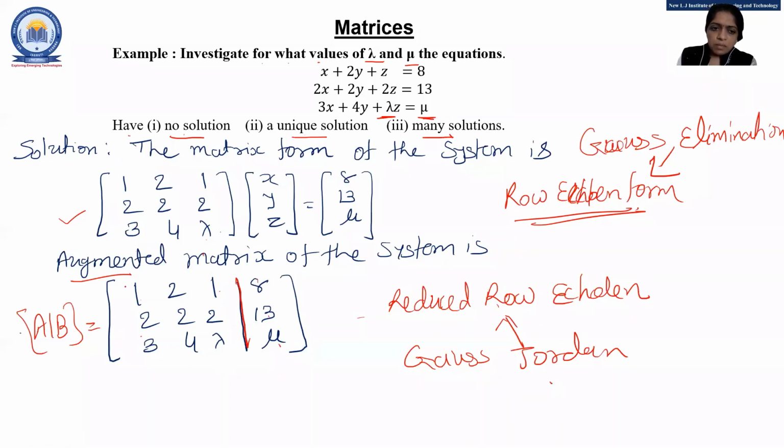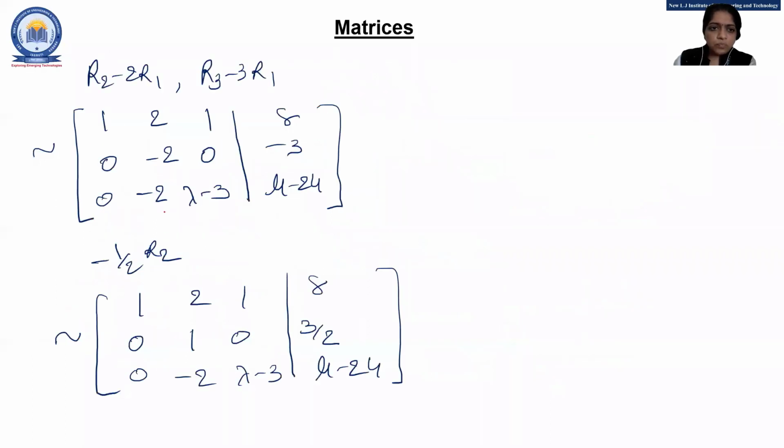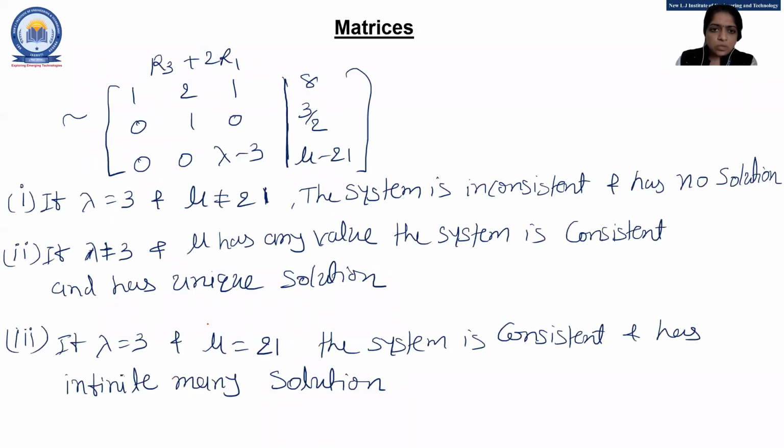My leading element is 1 here. I'm going to convert this 2 and 3 into 0. By doing row operations on the second row and third row, I get the elements below the leading element as 0. Now I'm going to convert this minus 2 into 1, so I'm doing minus 1 half R2. Then this one is 1 and this one is 3 by 2. The first row and third row stay the same. Now my next aim is to convert this minus 2 into 0. By doing R3 plus 3R2 in the third row, I get this.